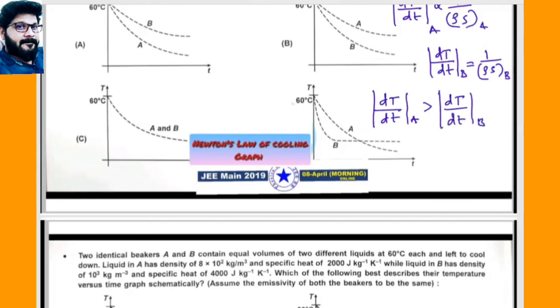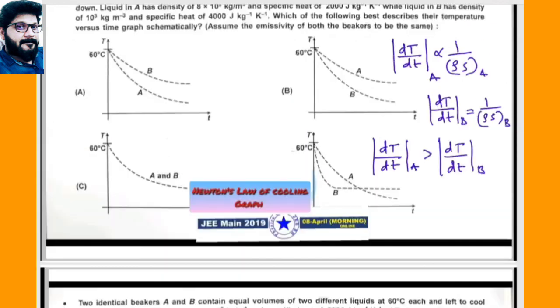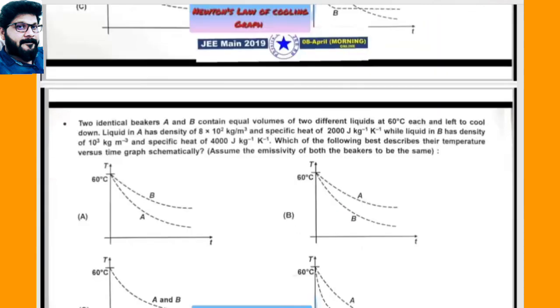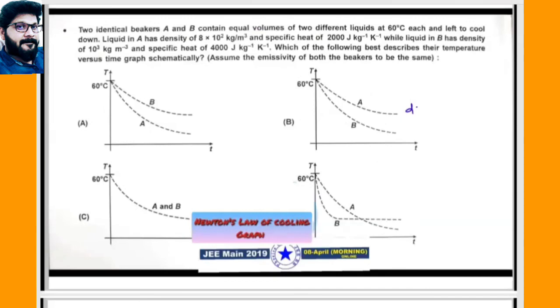So very clearly we can say that these are the slopes, right? So slope of A is greater than slope of B, which matches with the option. You can see slope of A is greater than B. So this will be the correct option. Hope this is clear till this point. Here dT by dt of A is greater than dT by dt, the slope of B. So the correct option is B.